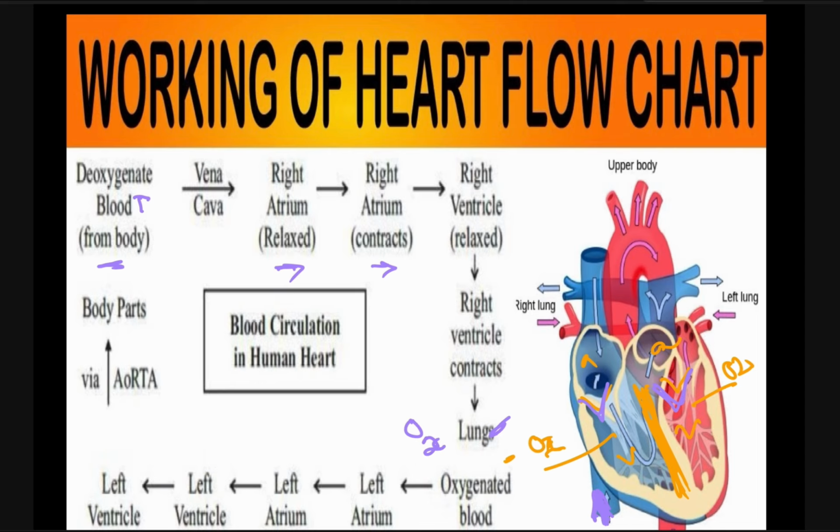So the oxygen rich blood now comes back to the heart from the left side to the left atrium, and from the left atrium the blood goes to the left ventricle, and from the left ventricle it goes to the aorta, and the aorta is the main artery that sends oxygen rich blood to all body parts.